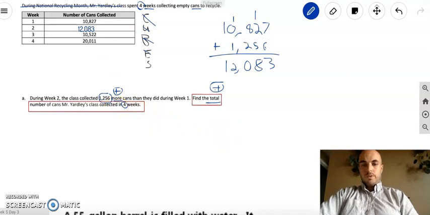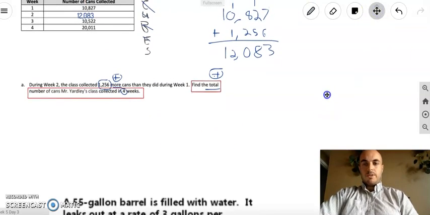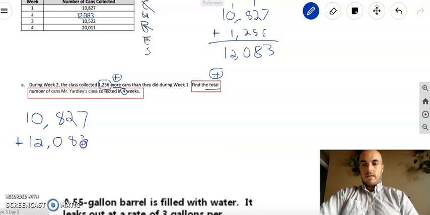Now we have to find the total. So I'm going to scooch this down just a little bit so we have room, because we need to add all these numbers up. And I'm going to do it in different groupings here. Pairs, as always. So 10,827 for week 1. I am adding to 12,083. 7 plus 3 is 10. Carry the 1. 1 plus 2 is 3. Plus 8 is 11. 1 plus 8 is 9. 0 plus 2 is 2. 1 plus 1 is 2. So I'll even go back up here and check off that I've added week 1 and I've added week 2. So now we're going to add week 3.